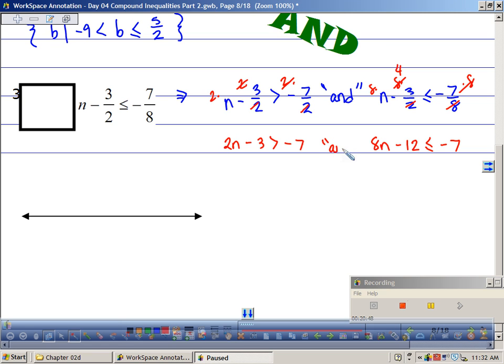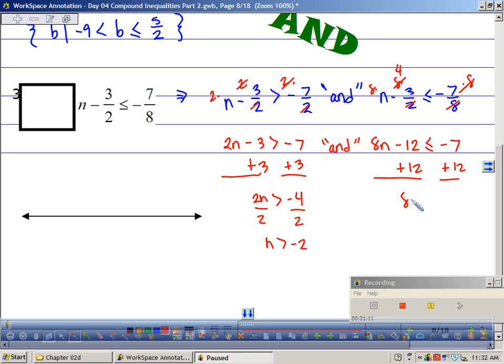And we're still talking "and." Both things occurring. All right, so when I solve this, I would add 3 to both sides. And I get 2n is greater than negative 4. Divide by 2, divide by 2, n is greater than negative 2. This one is add 12 to both sides. And I get 8n is less than or equal to 5. Ooh, that's not going to come out nice. So n is less than or equal to 5/8.